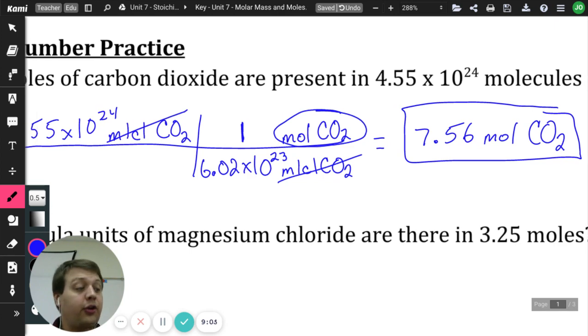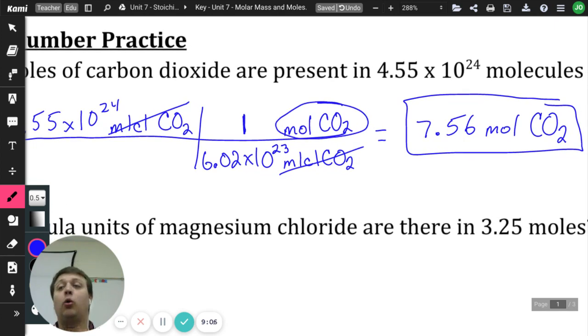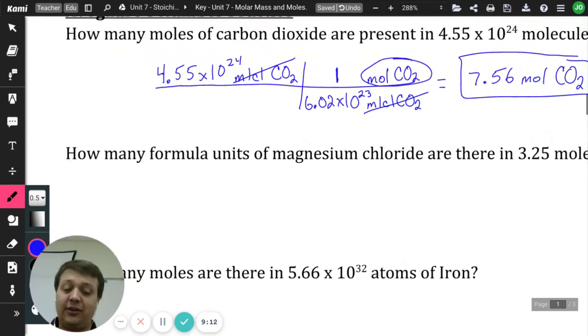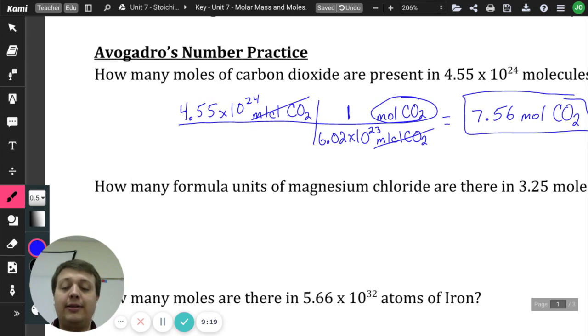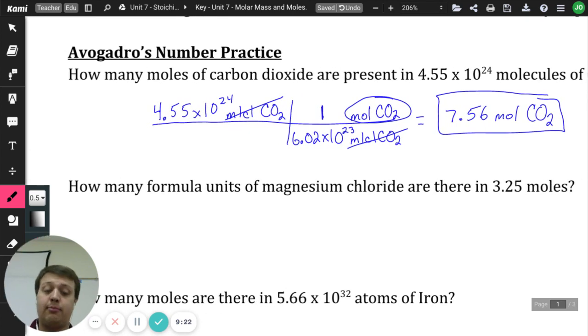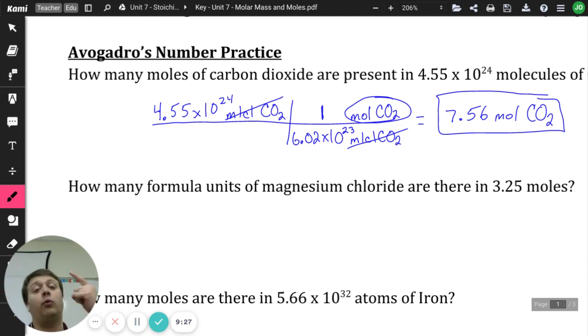Okay? So I'm going to go ahead and do another one with y'all. We're going to walk through it one more time, and then I'm going to have y'all do a practice problem. All right? So the next question says, how many formula units of magnesium chloride are there in 3.25 moles? So in this case, we're looking for formula units, not moles. Okay? Well, again, I can use that same ratio, right? I can use that 1 mole equals 6.02 times 10 to the 23rd formula units or molecules or atoms or whatever, right? Because the Avogadro's number can be used for anything. Okay, so let's do that.